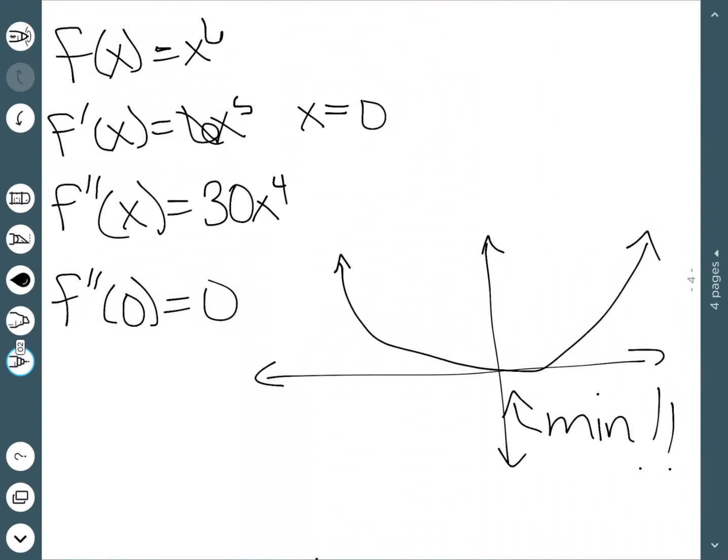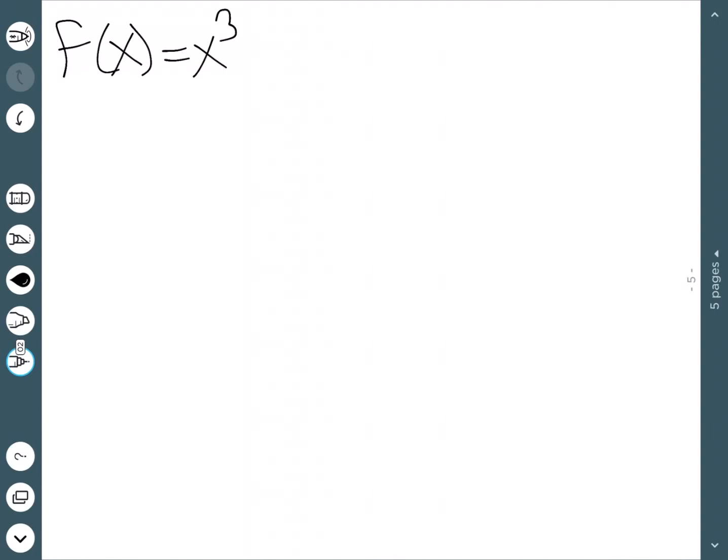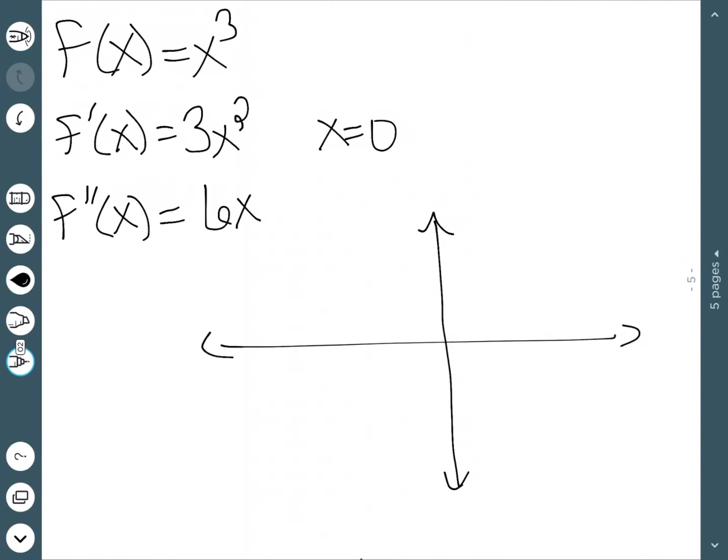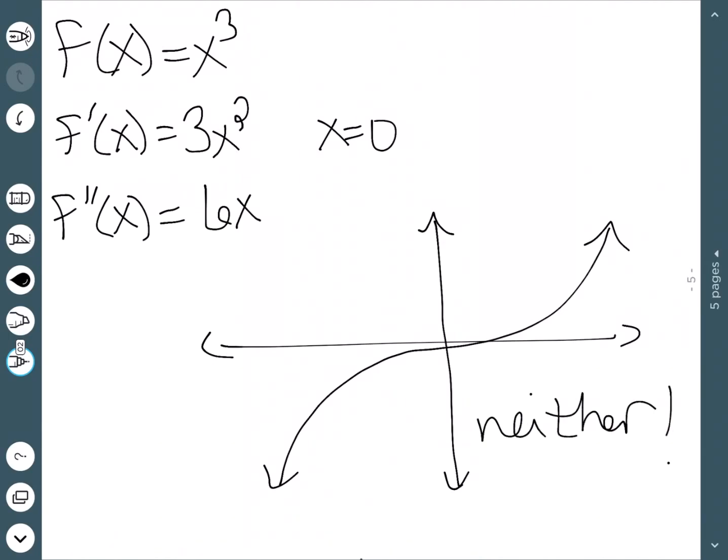Let's look at one more. What about x cubed? Well, my first derivative is 3x squared. We know that my critical point is where this is equal to 0, when x is 0. My second derivative is then 6x. So my second derivative is 0 once again. But this time, it looks like this. It's actually neither a maximum or a minimum. So essentially, if you do get that your second derivative is 0, you're going to have to use different methods to figure this out.